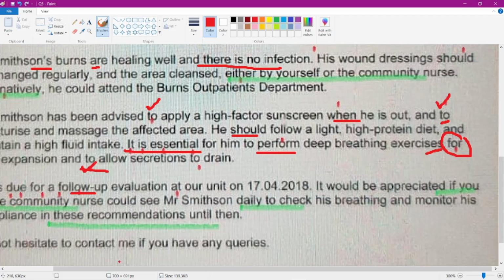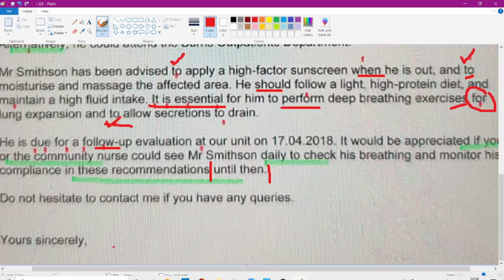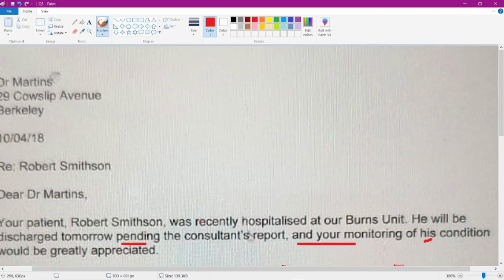It's 'could see' Mr. Smithson daily or regularly. They haven't written 'to check up'; they have written to check his breathing and monitor his compliance with these recommendations until then. Till then, okay, until then. So like that, and any common sentence, yours sincerely.